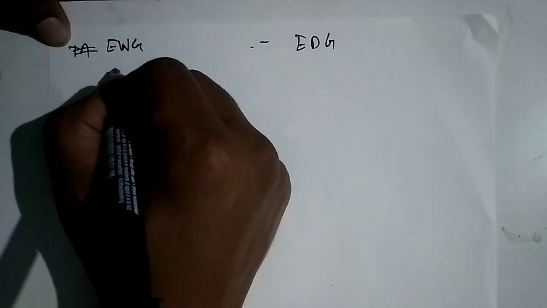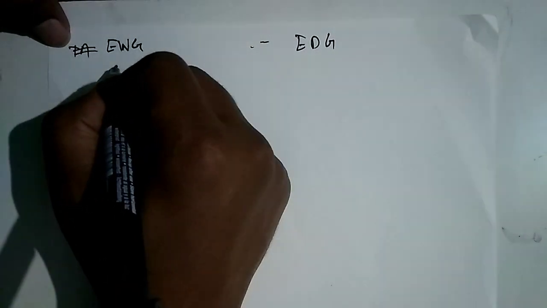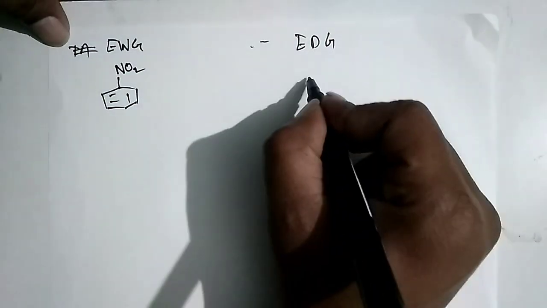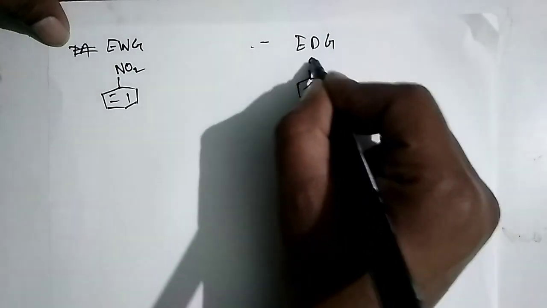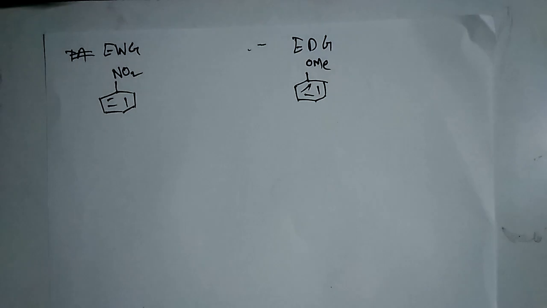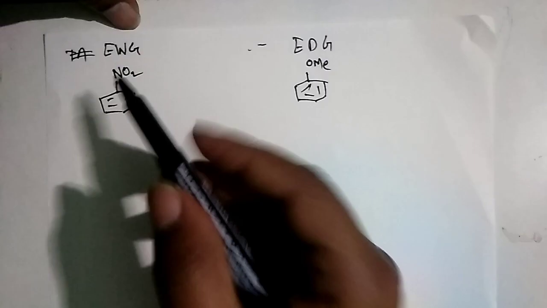For the example of an electron withdrawing group, let's say we have something like NO2. And with an electron donating group, let's say we'll have methoxy, OMe. So basically the orientation in such an electron withdrawing and electron donating group depends on the stability of the carbanion which is being formed.